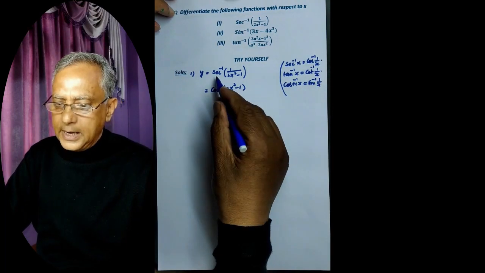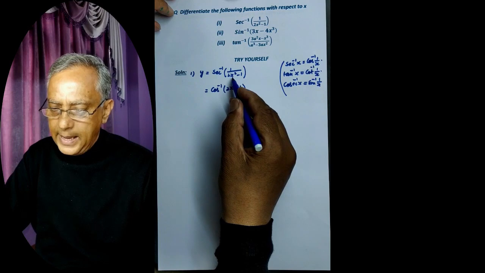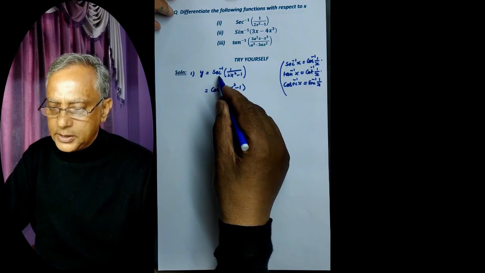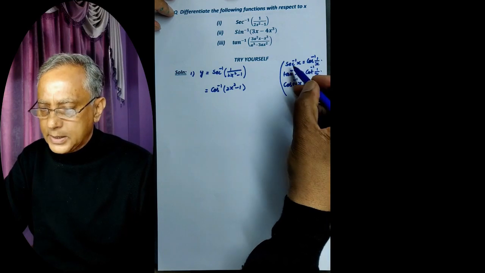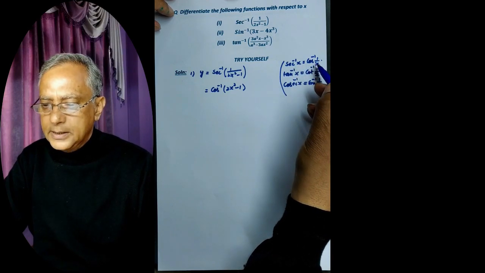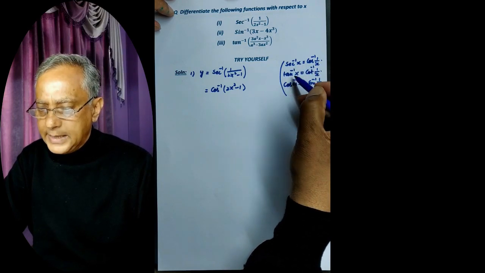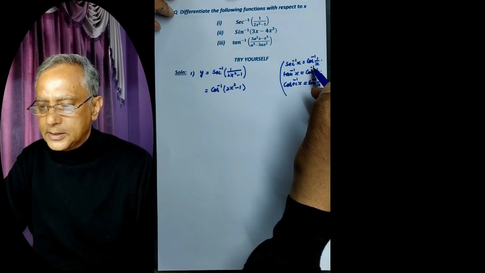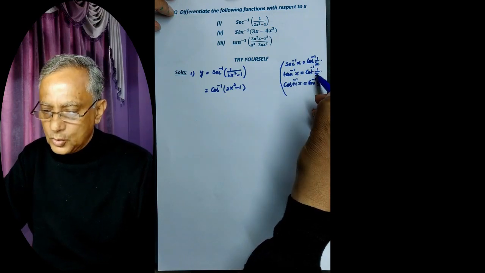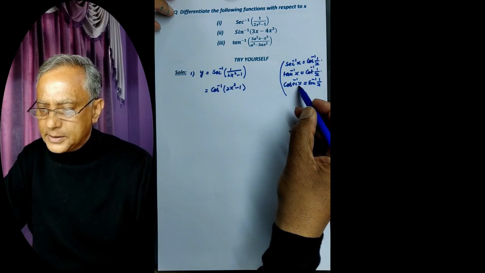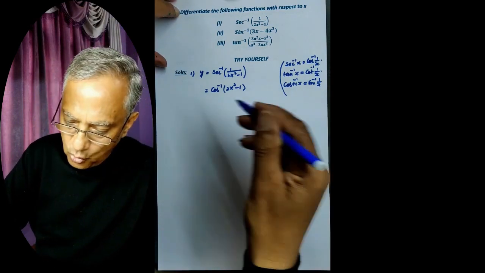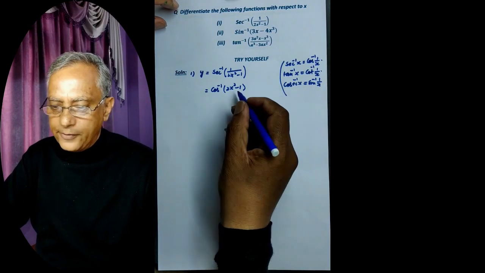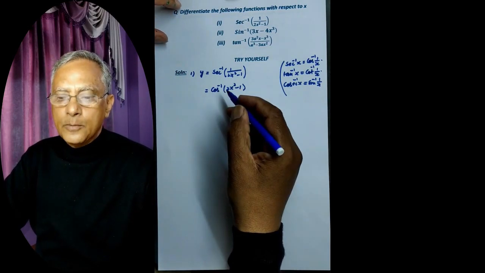So we can write secant inverse x as cos inverse of its reciprocal. Secant inverse x is cos inverse of its reciprocal. Tan inverse x is cot inverse reciprocal of this. Cosecant inverse x is sine inverse reciprocal of this. So we now have to differentiate this.